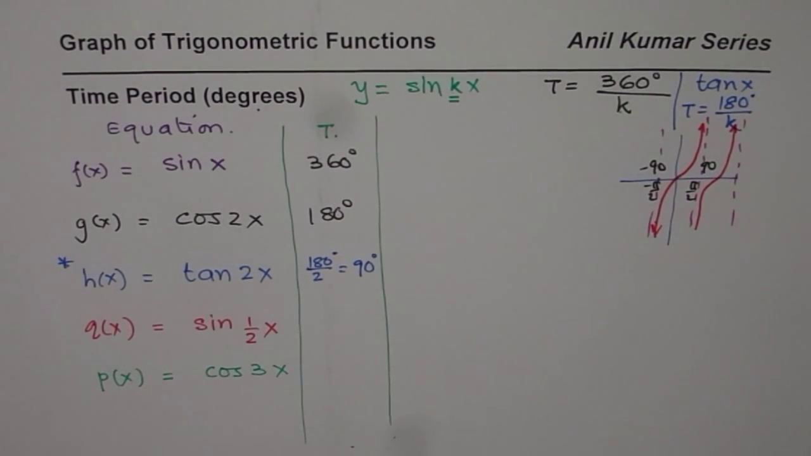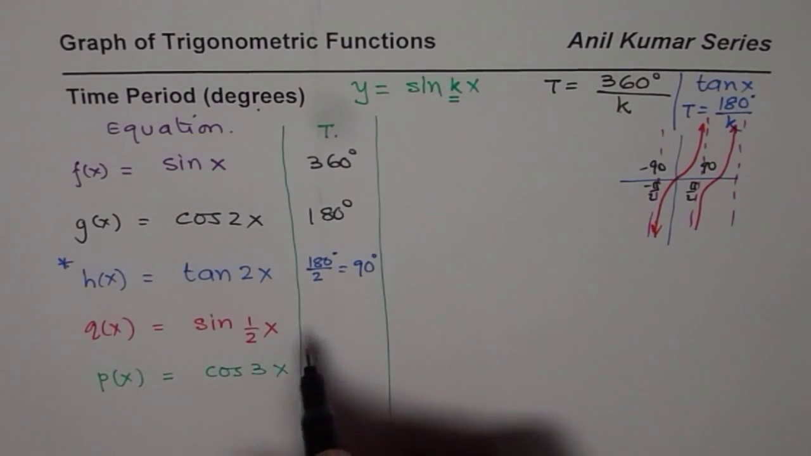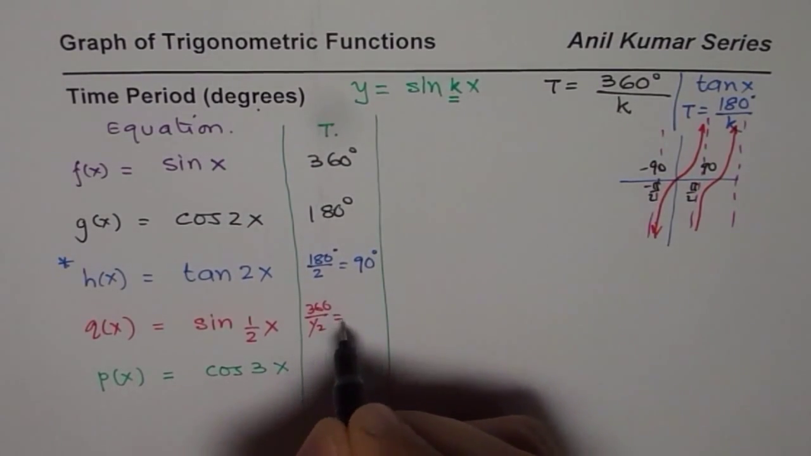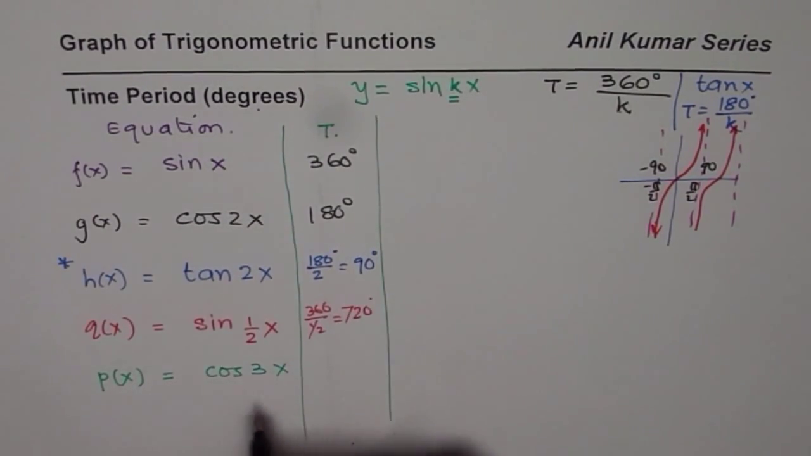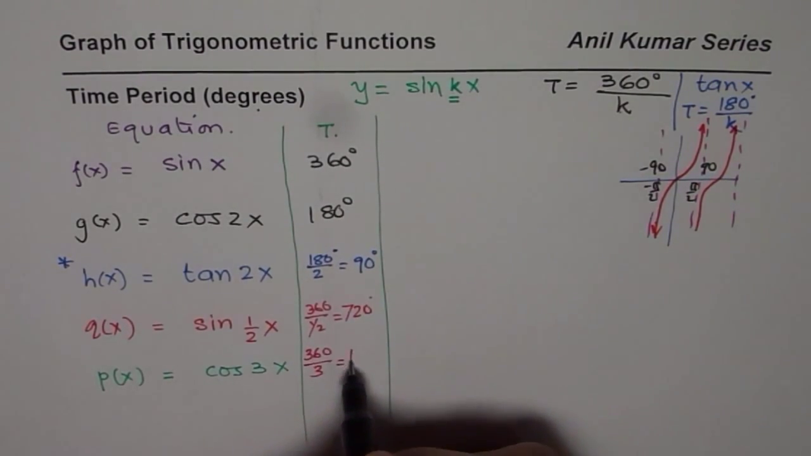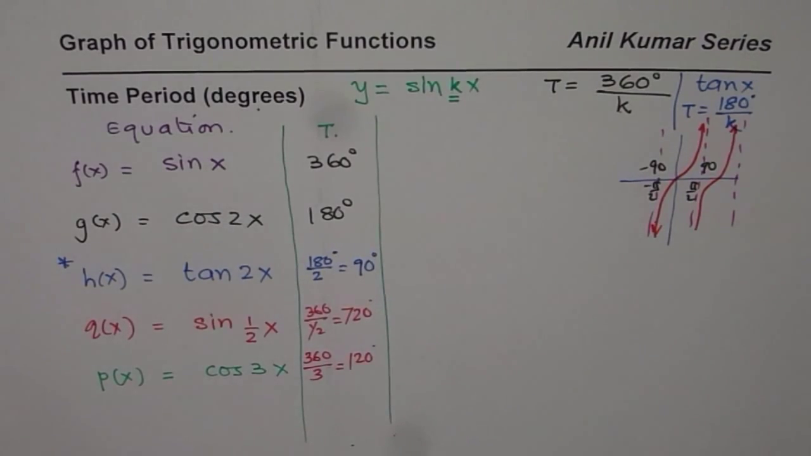Okay. Now let's continue. We have sine of half x. That means 360 divided by half will give us 720 degrees. And then we have cos of 3x. That means 360 divided by 3 will give 120 degrees for us. So that is how we can relate the time period from the equation, right?